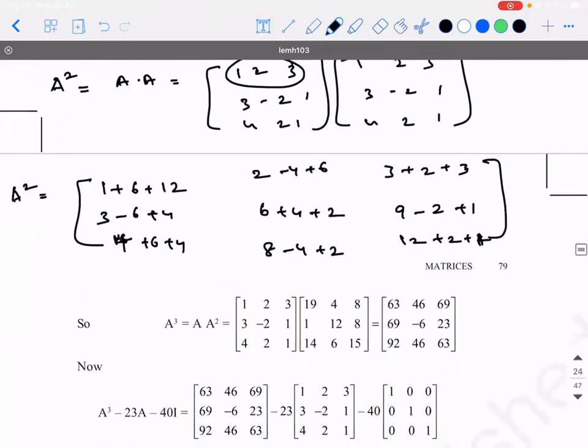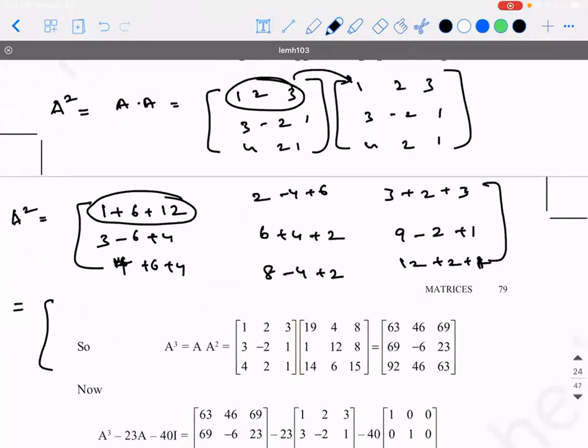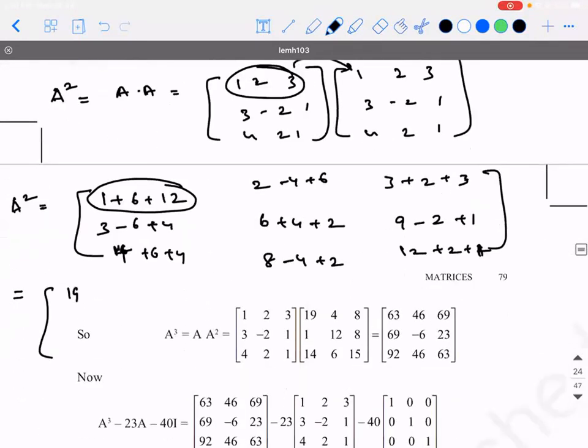So how much are we going to get? 19. Yes, sir. So 19, then 4, 8. Correct? So 7 minus 1, 7 minus 6, 1. Then 10, 12. 9 minus 2 is 7 plus 1, 8. Then 10, 16, 14.